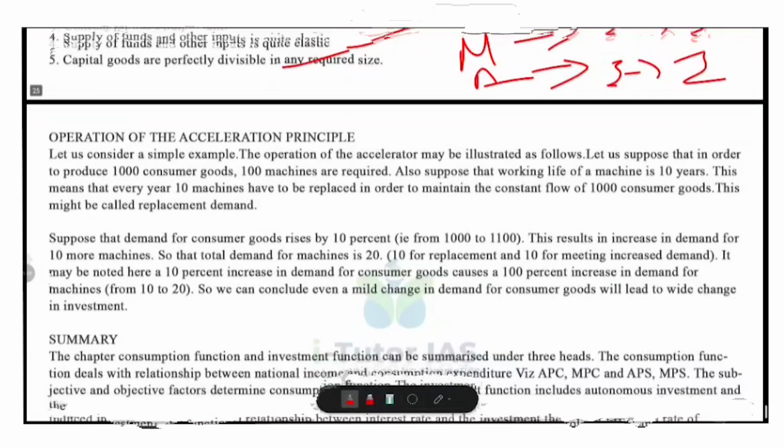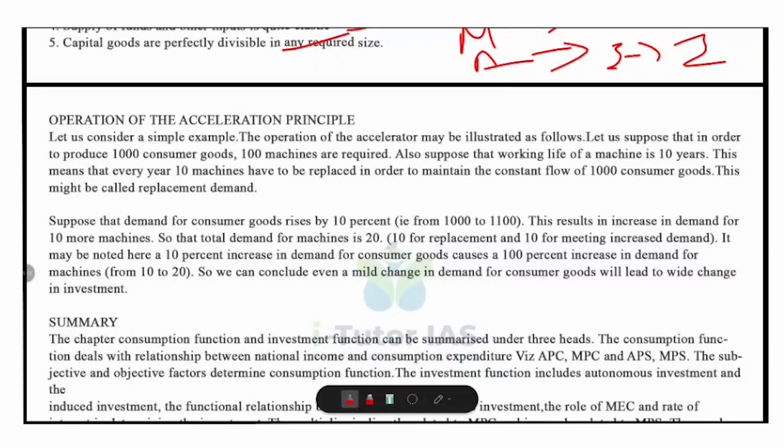Now, what is the importance of accelerator? It helps to explain business cycle, it shows investment demand, it is useful in policy making, and also it explains the instability in capitalist economy due to rapid investment change.